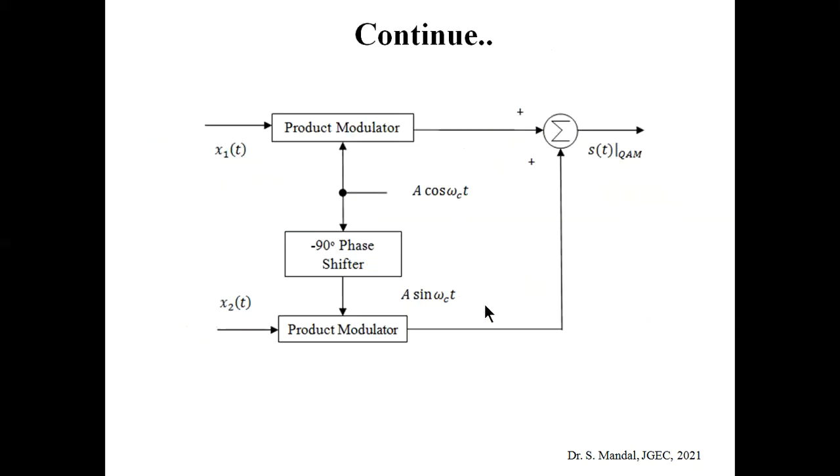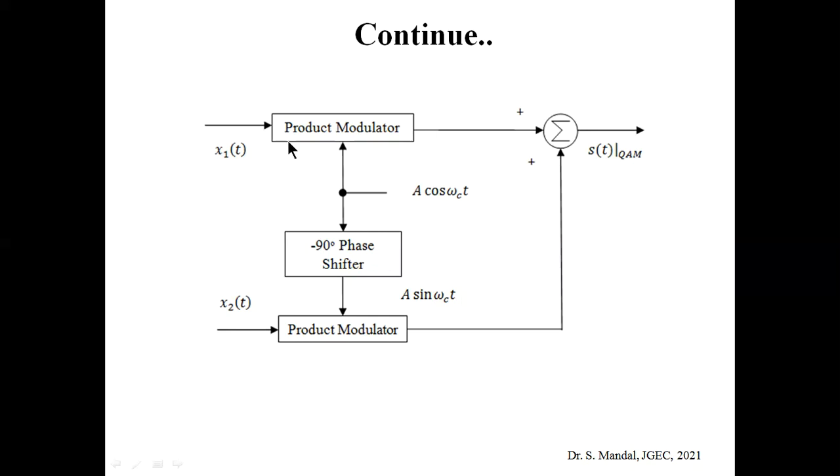Now this is the block diagram of the QAM modulator. You can see that initially a cos omega_c t is used. This can be generated by using a simple oscillator, and there are two separate or independent message signals. One is x1(t), another is x2(t). This is product modulator 1 and this is product modulator 2. After using a minus 90 degree phase shifter, a sin omega_c t has been generated.